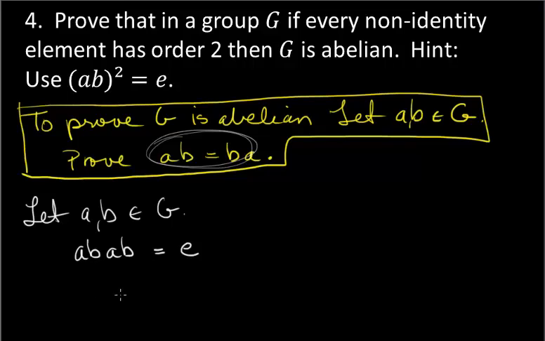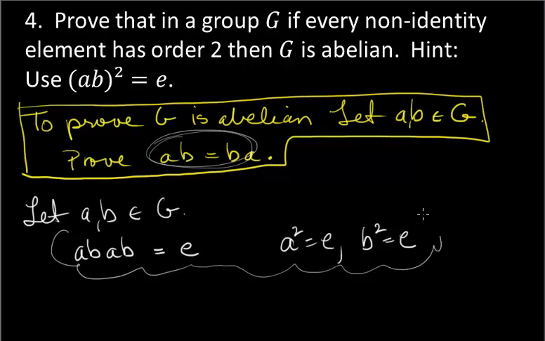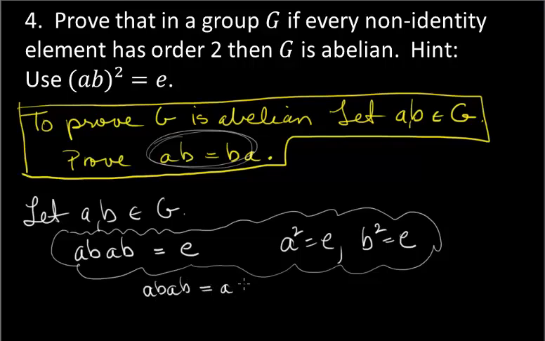And we also know that A squared is the identity and that B squared is the identity. So this is just kind of thinking here, but this is what we're given, that every non-identity element squared is E. So let's set those equal. AB equals AABB.